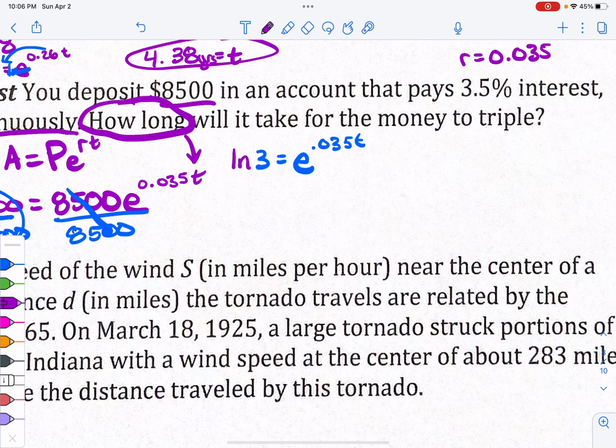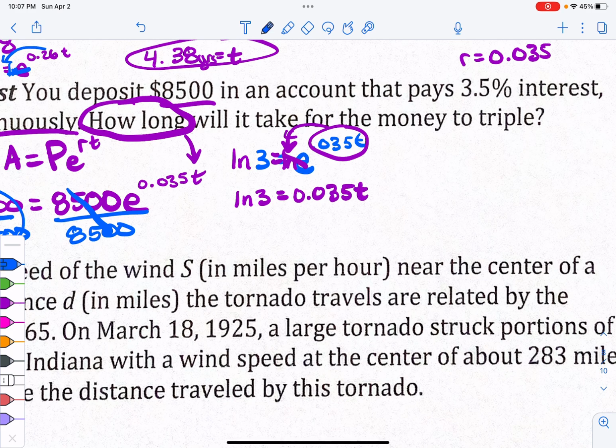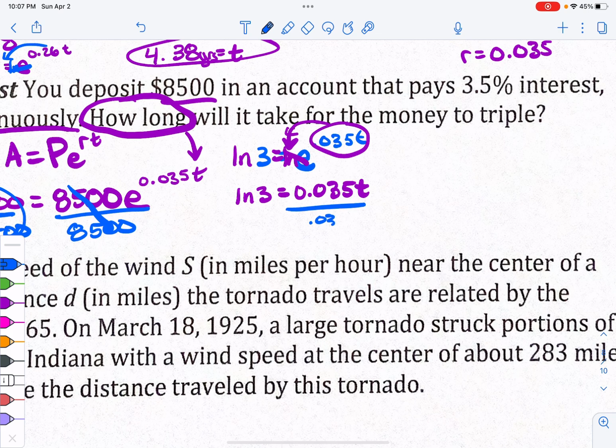I'm going to ln both sides, so ln and e are going to cancel, and this is going to come down in front. So I have ln 3 equals 0.035t, still on this side of the equal sign though. And now I'm going to divide by 0.035.